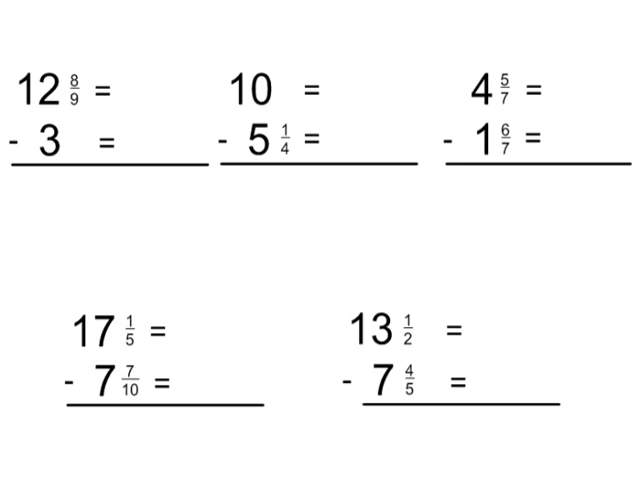Can you do 8/9 minus nothing? Yeah, sure, it's just 8/9. And then 12 minus 3 is 9. So that was easy. There was no borrowing necessary on that example.